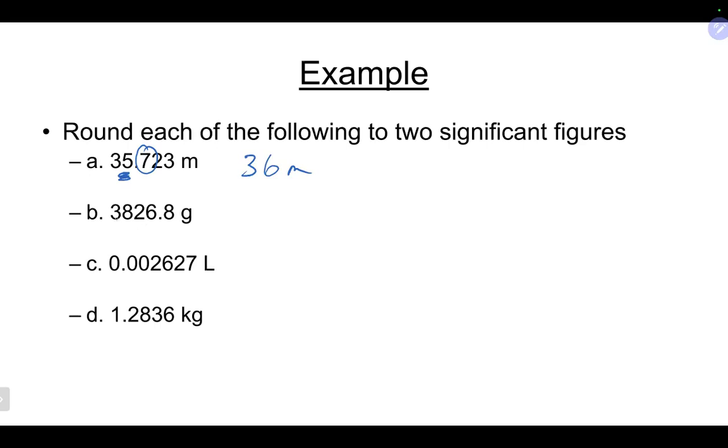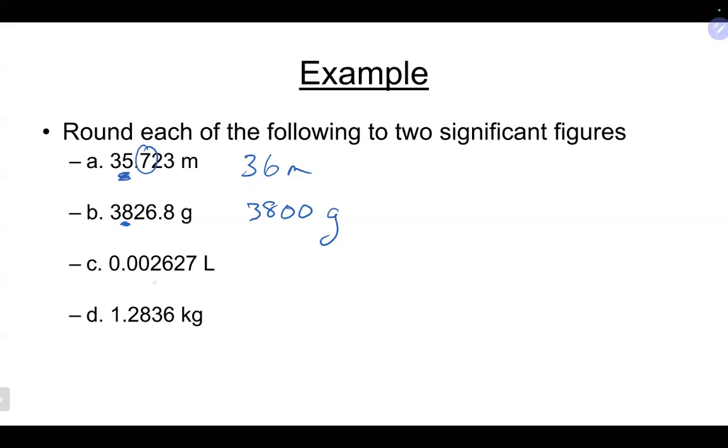Coming here, the second sig fig is right about there, which means we would look at the number next to it and we see it's less than 5. So we're just going to drop the rest of the numbers. So that would get us something like 3,800 grams. Do I want to put the decimal at the end of that? I do not, because that would then give me 4 significant figures, right? So here we don't want to put the decimal just because it looks more scientific, so we don't screw up the sig figs.